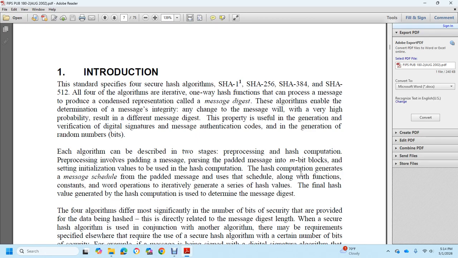Any change to a message will, with a very high probability, result in a different message digest. This property is useful in the generation and verification of digital signatures, message authentication code generation, and the generation of random numbers or bits. Each algorithm can be described in two stages: pre-processing and hash computation.